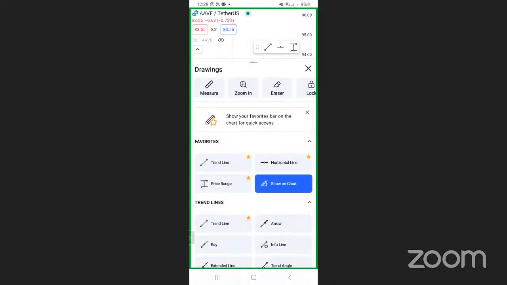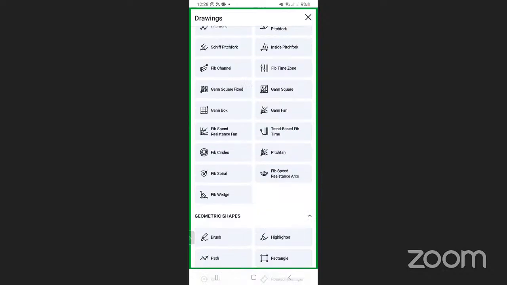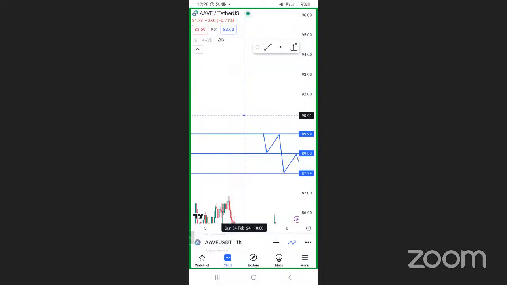When we are moving up, even when we are moving up, we don't move in a straight line like this. The market does not do that. No, it does not do that. There is always a support and resistance.